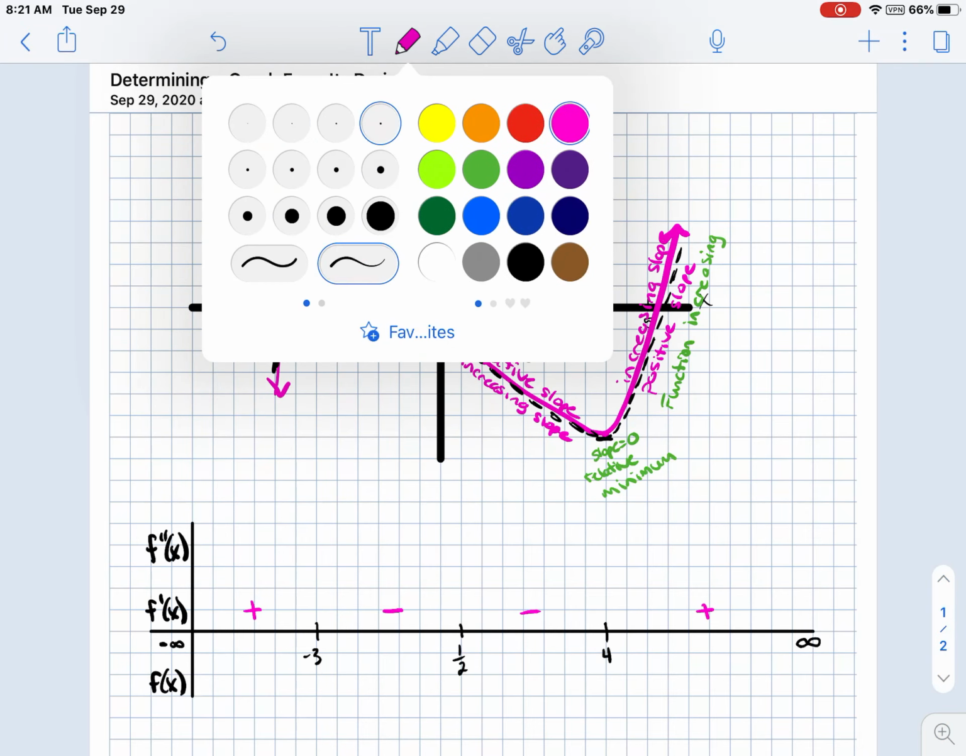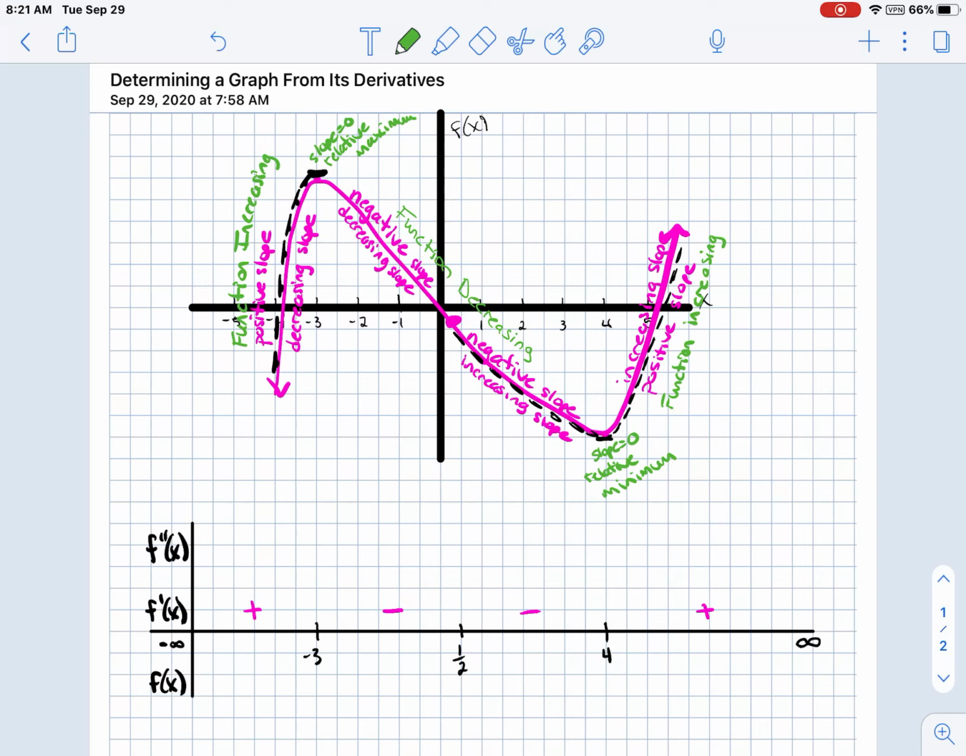And how that translates on the function is that the function is increasing here, decreasing here, decreasing here, and increasing.